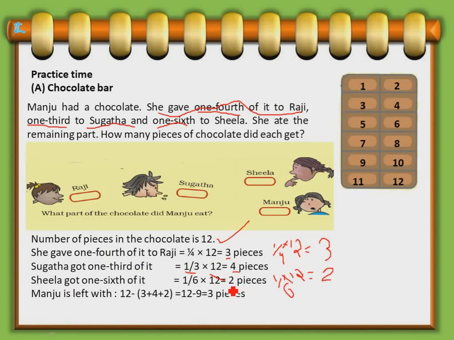Now we have calculated: for Raji 3 pieces, Sugada 4 pieces, and Sheila 2 pieces. And the remaining she had, yes or no? Total pieces were 12. Now she gave 3 to Raji, 4 to Sugada, and 2 to Sheila. So to find the remaining, what do we have to do? We have to subtract. So 3 plus 4 is 7, 7 plus 2 is 9. So that is 12 minus 9, that is equal to how many pieces? 3 pieces. Understood? Without calculation like this also you can do.